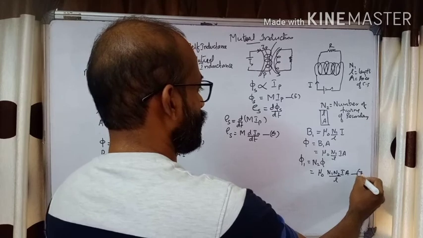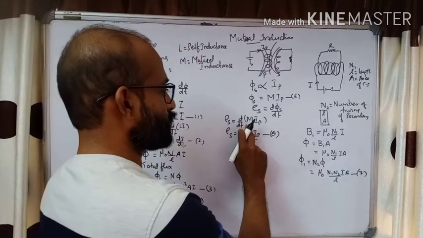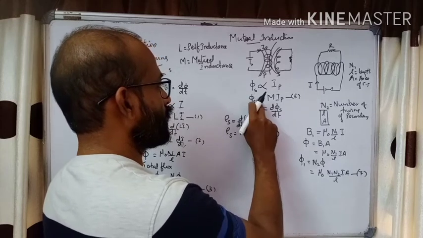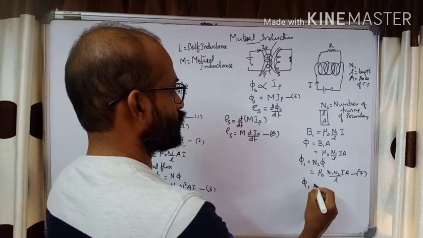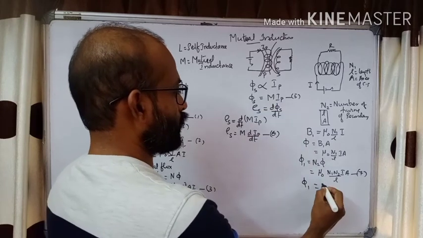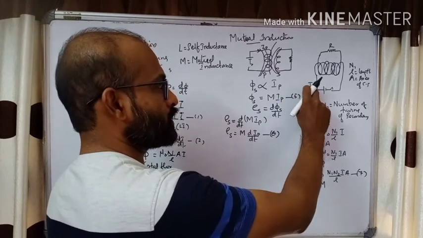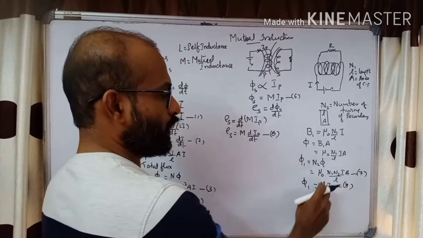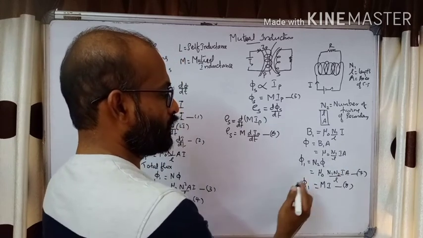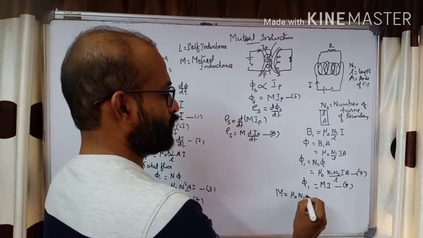This is equation number 7. Now we need to compare this equation with the general equation of flux. What is the general equation of flux? The flux linked to secondary, phi 1, is equal to M into IP, where M is the mutual inductance and IP is the current in primary. Using the symbol I, it is M into I. Comparing these two, M is equal to mu 0 N1 N2 A divided by L.